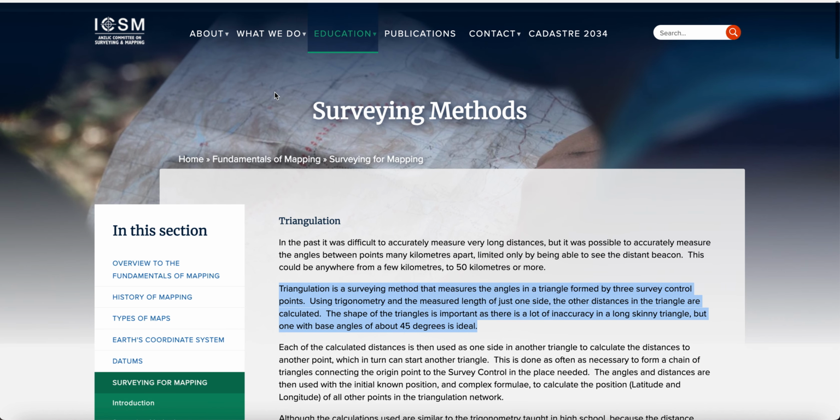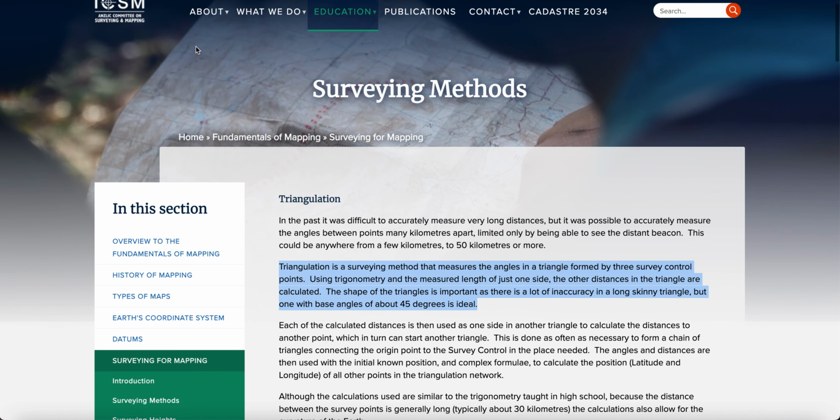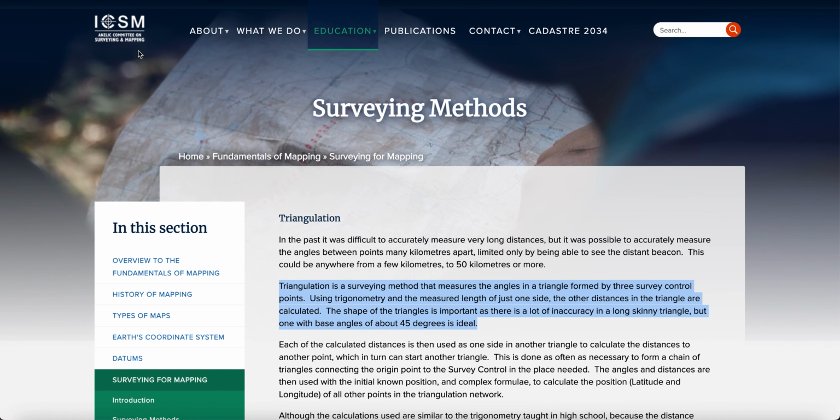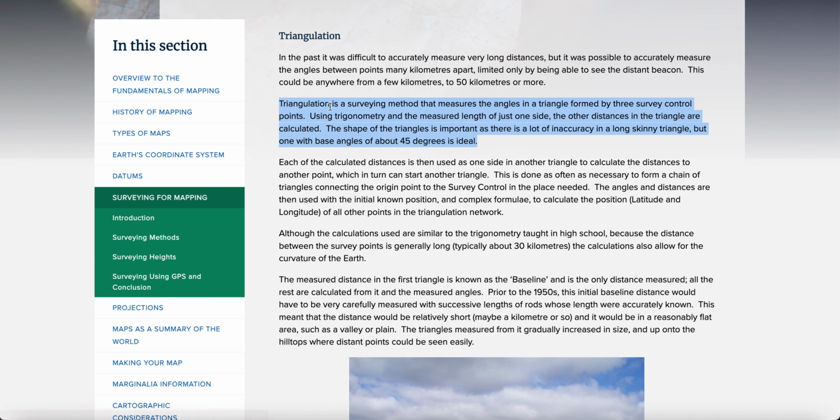Okay, triangulation. This is from Surveying Methods, the ASLIC Committee on Surveying and Mapping. Triangulation is a surveying method that measures the angles in a triangle formed by 3 survey control points. Using trigonometry and the measured length of just one side, the other distances in the triangle are calculated.